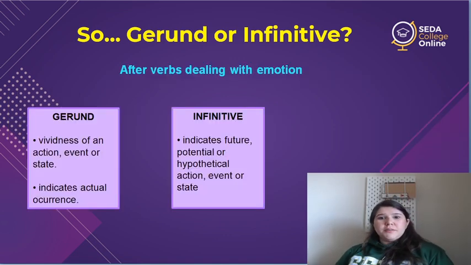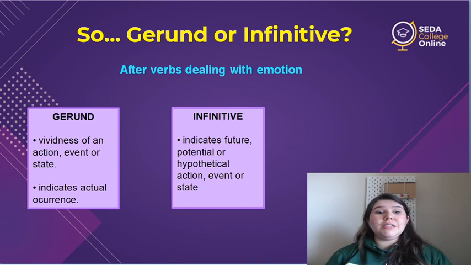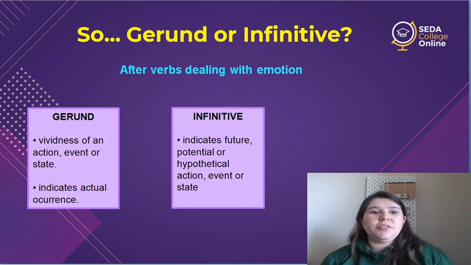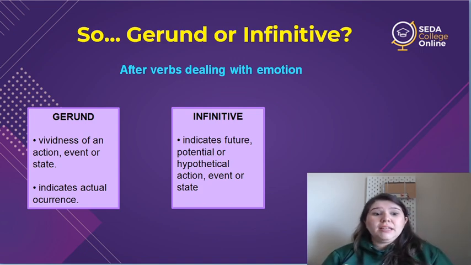Now, after verbs dealing with emotion, let's talk about this category. Verbs dealing with emotion can take the gerund form, and they can take the infinitive form after them, but they have different meanings too. So when I use the gerund after a verb of emotion, for example, love, I'm talking about vividness of an action, event, or state. So what is vividness? Something that you remember very well, some memory that's very strong to you. And it indicates actual occurrence.